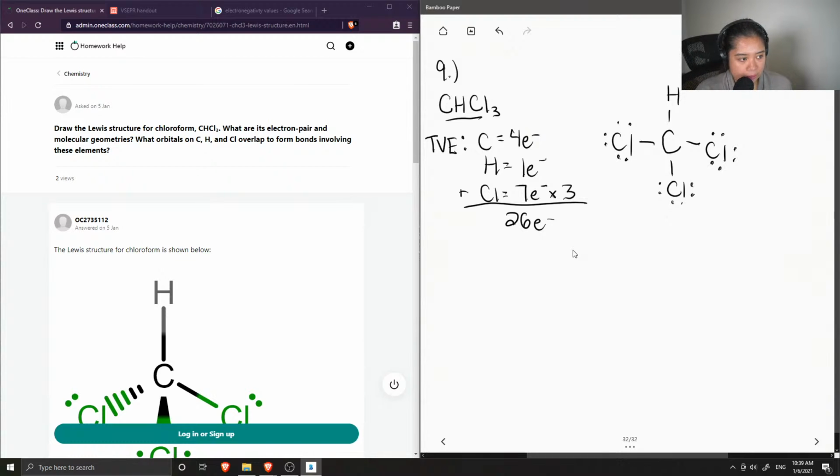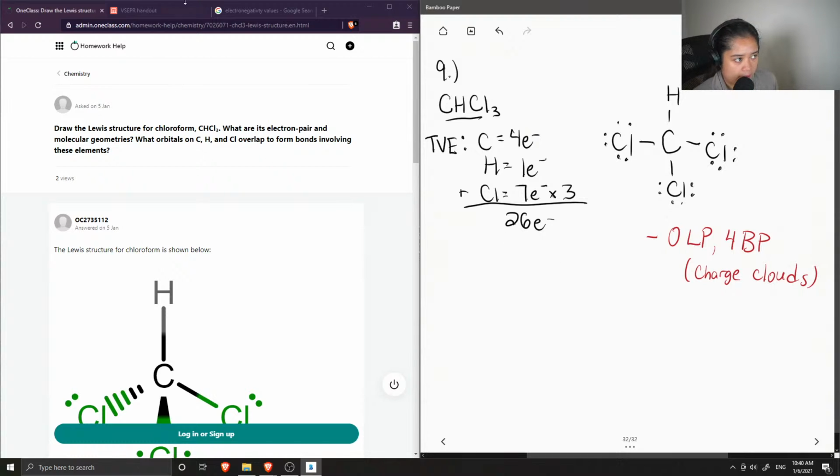So the second part of the question is, what are its electron pair and molecular geometries? So if we look at this chloroform molecule, we'll see that our central atom, which is carbon, has 0 lone pairs, and it has 4 bonding pairs, or bonding groups. You can also call them charge clouds. So it only has 4 of these bonding pairs.